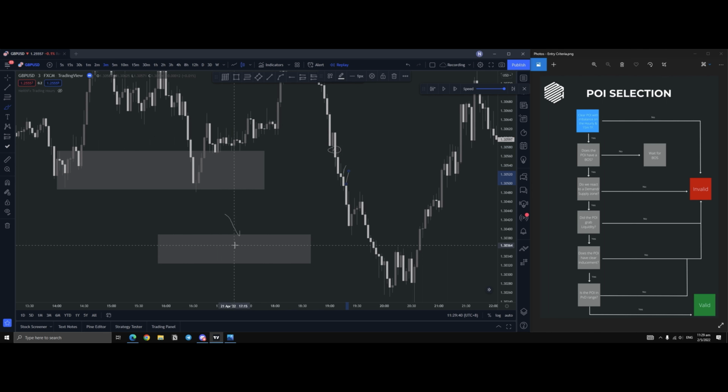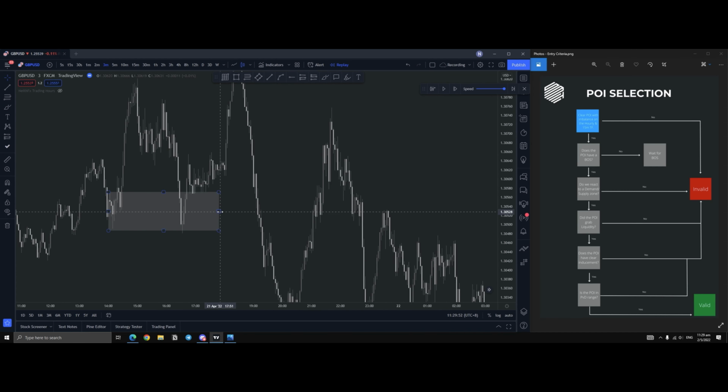So what that wick means is there is some buying going up, but it's overpowered by selling. So that is what a reaction entails. That's what it means. So in this case, you do have a reaction here, right? This was a valid demand zone.